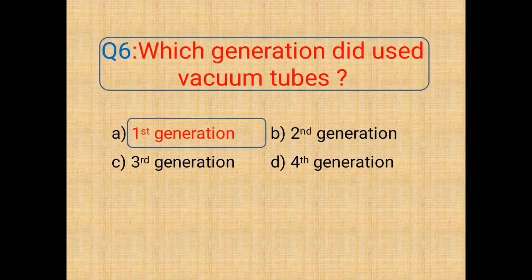Question number 6. Which generation did use vacuum tubes? Option A first generation, B second generation, C third generation, D fourth generation. So the vacuum tubes were used by the first generation. So in this case the correct option is A, first generation.